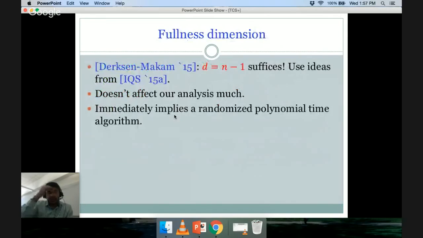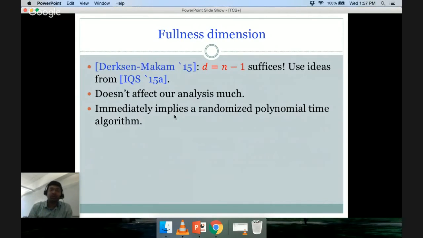Moving on to the fullness dimension, I mentioned that after our work, within 10 or 15 days, Derksen and Makam proved that a bound of n minus 1 on the dimension of matrices suffices to witness full rank. They use ideas from the previous paper of Ivanyos, Qiao, and Subrahmanyam. So this linear bound actually doesn't affect the analysis much.